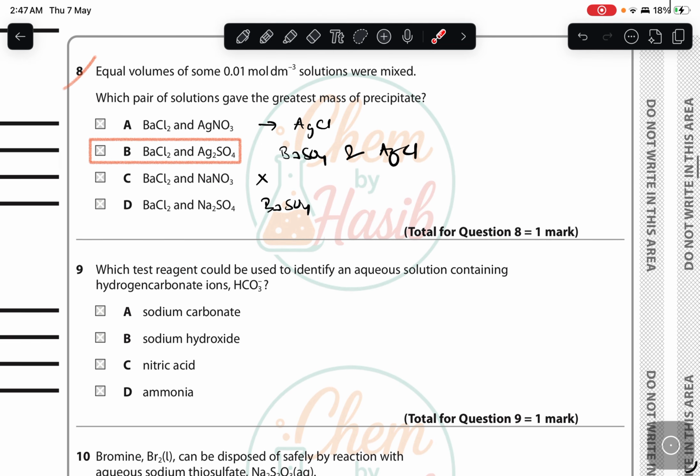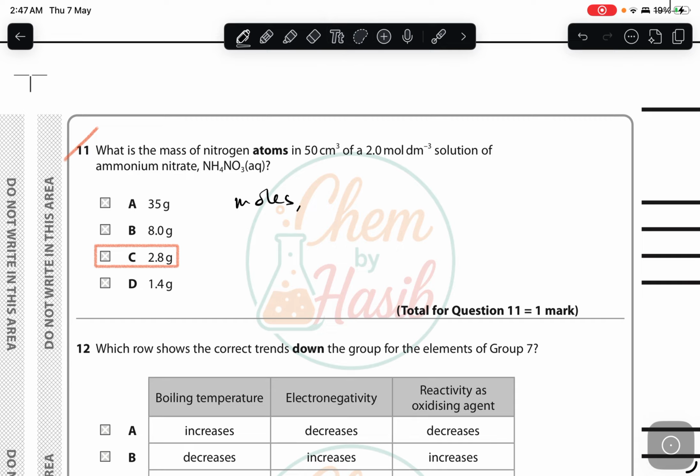Then we move on to question number 11. It says, what is the mass of nitrogen atoms in 50 cm³ of 2.0 mole per dm³ solution of ammonium nitrate? You have to find the mass of nitrogen atoms. Initially what you do is you find the moles of ammonium nitrate. The moles of ammonium nitrate will be 2 × 50 × 10^-3. Concentration multiplied by volume gives you the moles of ammonium nitrate, right?